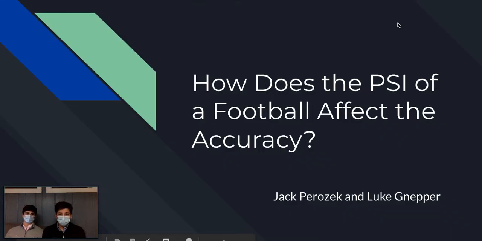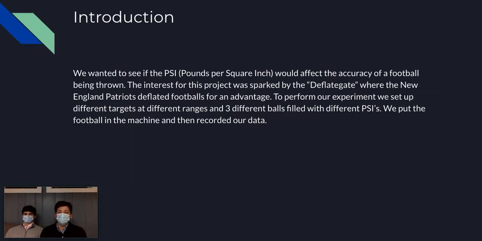Our project is how does the PSI of a football affect the accuracy? Introduction. We wanted to see if the PSI, pounds per square inch, would affect the accuracy of a football being thrown. The interest for this project was sparked by Deflategate, where the New England Patriots deflated footballs for an advantage. To perform our experiment, we set up different targets at different ranges and 3 different footballs with different PSIs.